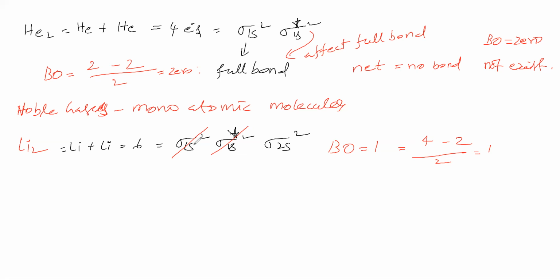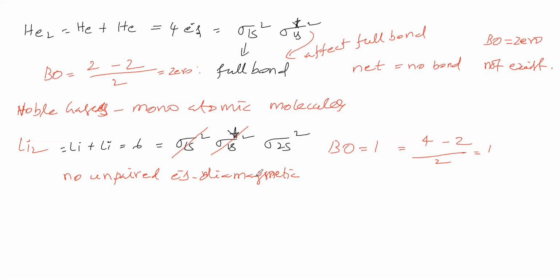Next we will see that sigma 2s contains 2 electrons. Two electrons means unpaired electrons are not present. Unpaired electrons not present means we have to say it is a diamagnetic species.